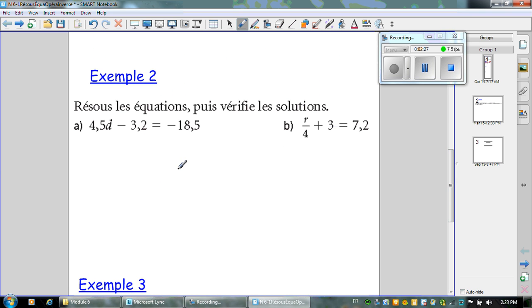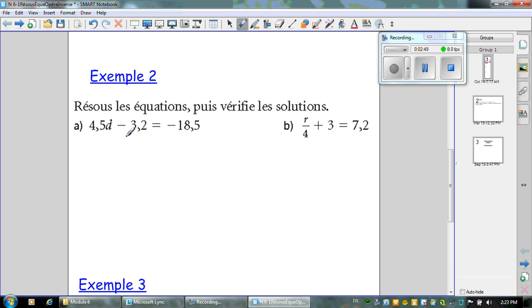Example 2. Now these ones are a little bit more difficult, but you have to solve them using 2 steps. So you probably can't do this in your head because it's too complicated. 4.5 times a number, and then I subtract 3 and 2 tenths, equals 18.5. So you'll have to use the inverse operations here.